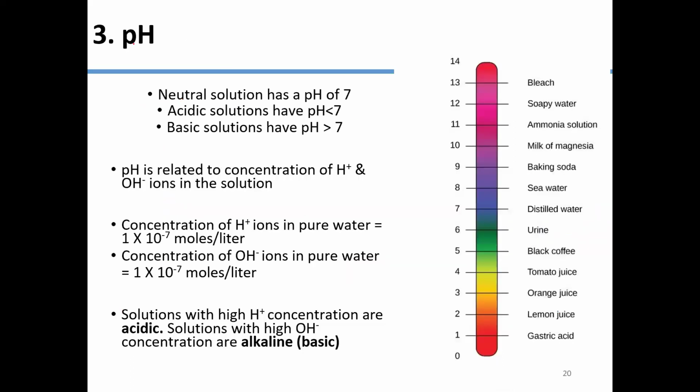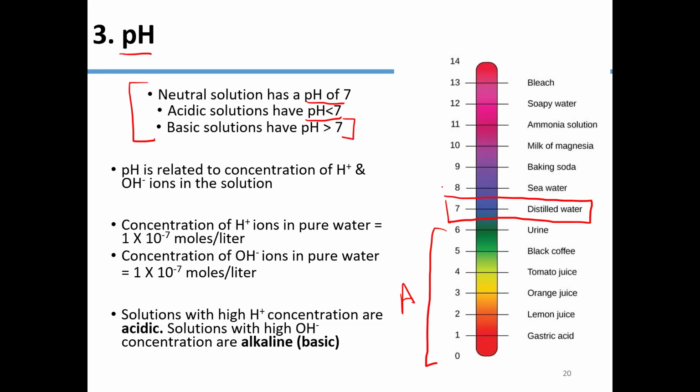So let's go ahead and continue with pH. Again, neutral is going to be a pH of 7. So this number 7 is always going to be neutral. Anything below 7 is acidic, and anything above 7 is going to be considered basic.